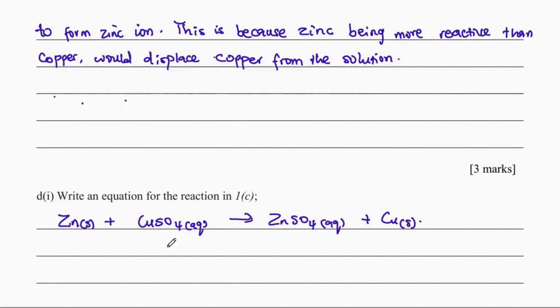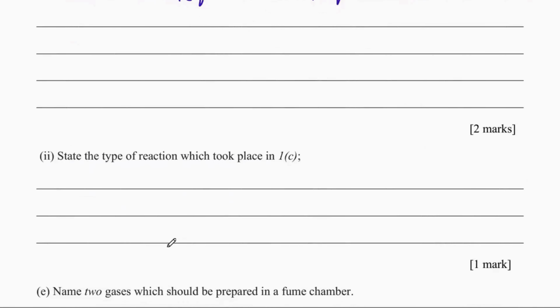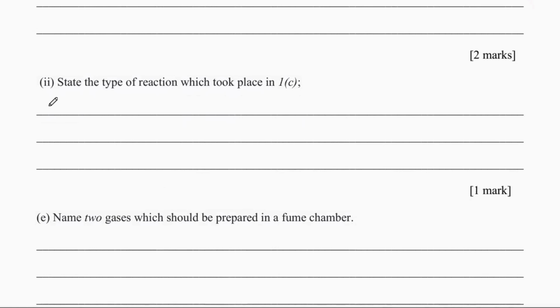Now the next question would be, state the type of reaction which took place in 1C. Okay, so that reaction is called a displacement reaction.